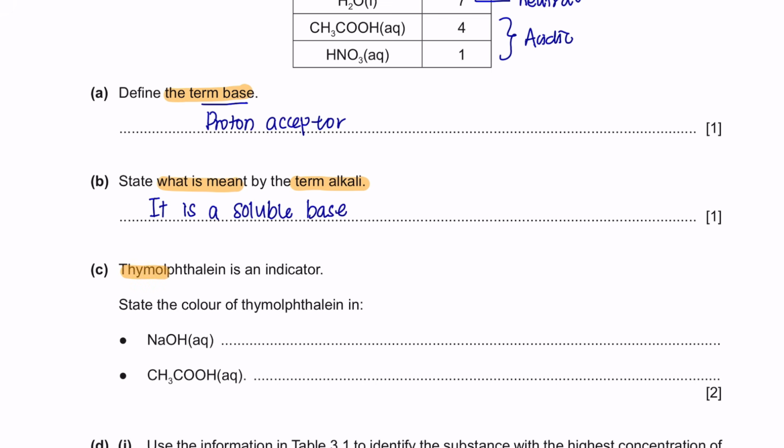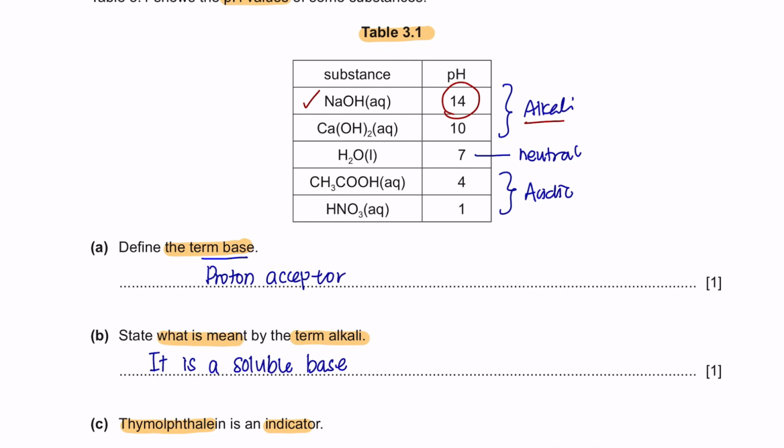Part C. Thymolphthalein is an indicator. State the color of thymolphthalein in these two compounds. At pH 14, it is an alkali, so thymolphthalein would be blue in color, whereas in neutral and acidic, thymolphthalein will be colorless.